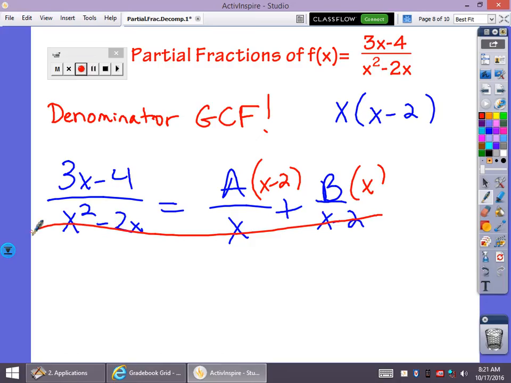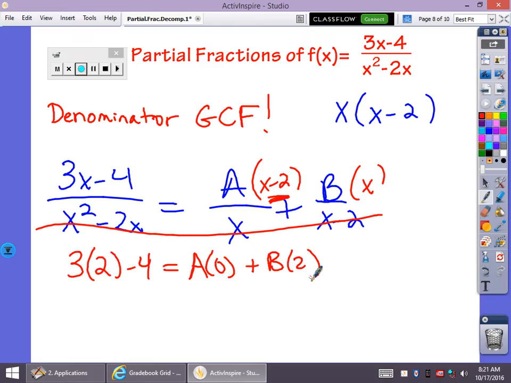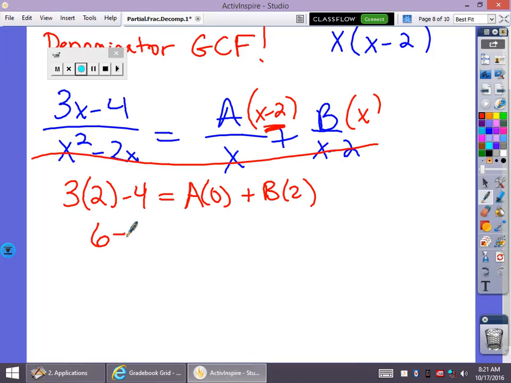Okay? What makes this right here a value of 0? 2. 3 times 2 minus 4 equals a times 0 plus b times 2. 6 minus 4 equals 2b. 2 equals 2b, therefore b equals 1.